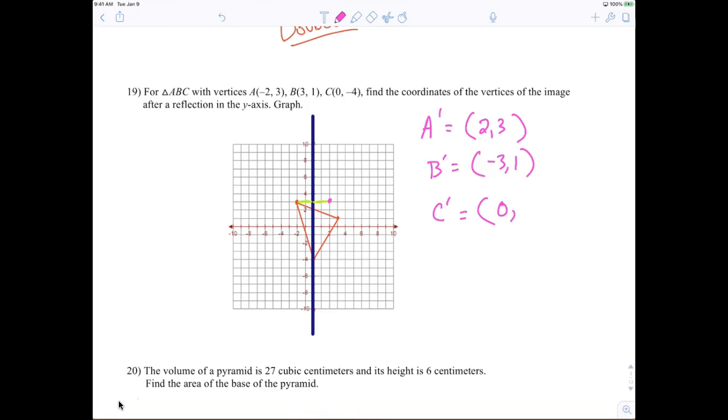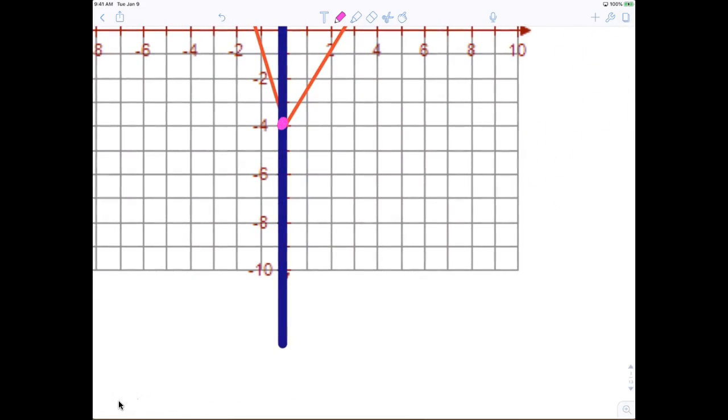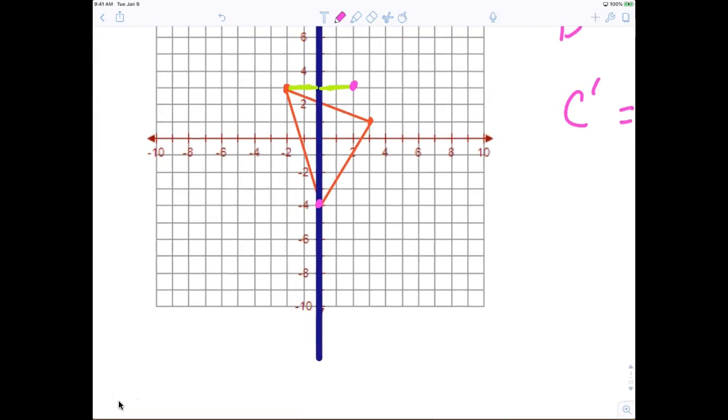0, comma, -4. All right? Which obviously would make sense if I blow this up and I were to reflect this over that axis. How far is it from the axis? 0. So it's not moving. All right? Is everybody with me on that? So this becomes what it looks like.